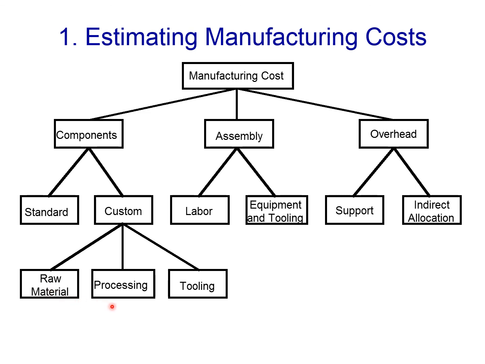Processing cost includes the cost of operator and cost of operating the machine. Anywhere between $25 for simple stamping press to $75 for CNC milling machines.